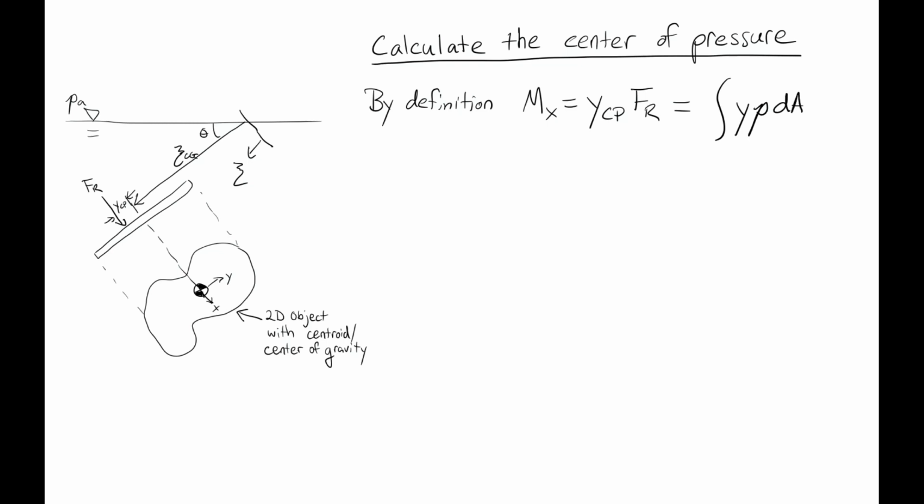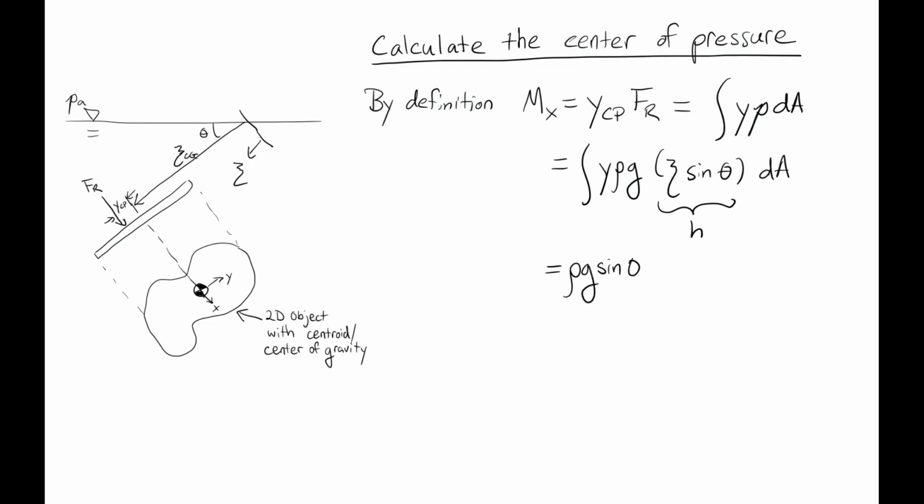So y sub Cp, the location of the center of pressure, times the resultant force should be equal to y times the pressure integrated over the area. So what's left to do is just replace the pressure with rho g h, right? So that's rho times g times h, where h is equal to xi times sine theta, so I'll just do that replacement directly. A few things come out of that integral, like the rho, the g, the sine theta. None of that stuff depends on the element of area.